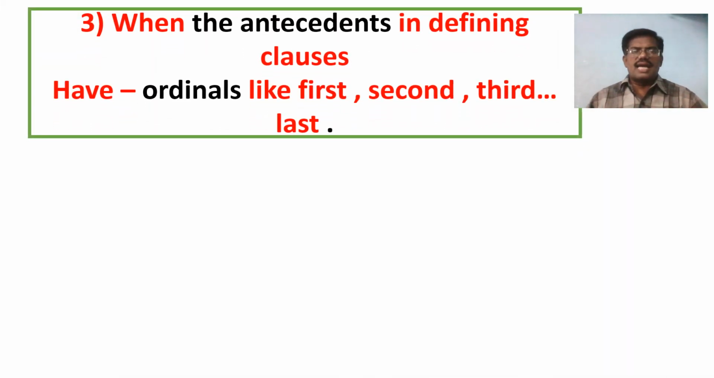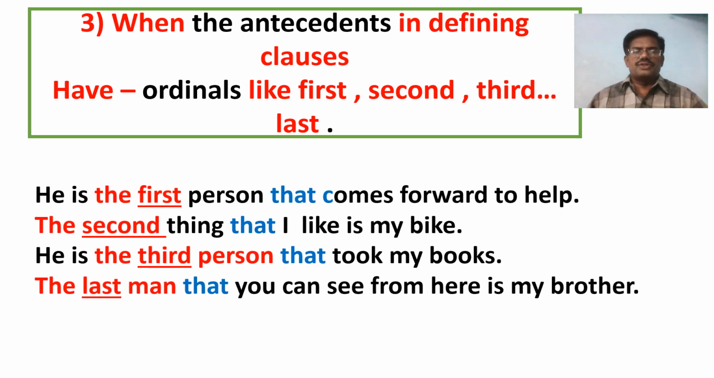And also when the antecedents in defining clauses have ordinals like first, second, third, fourth, fifth, last, etc., we prefer to use that in the relative clauses. In the first sentence, the ordinal first is used. So we have made use of that in the relative clause.